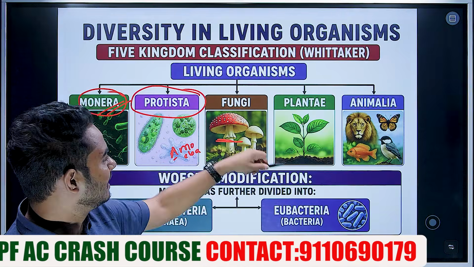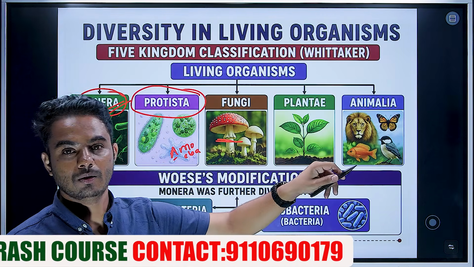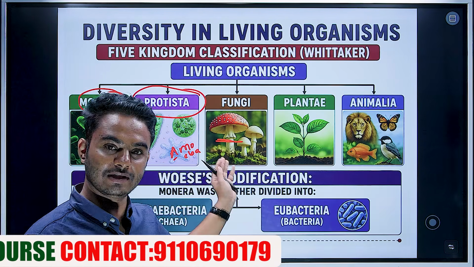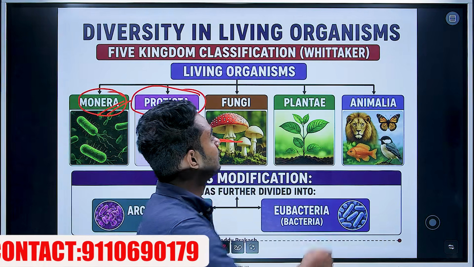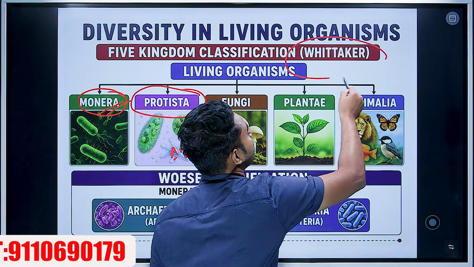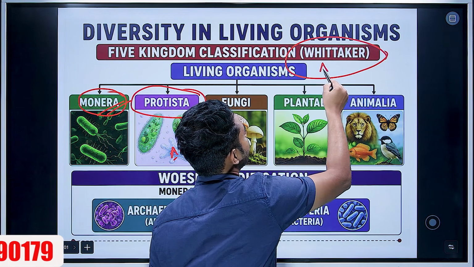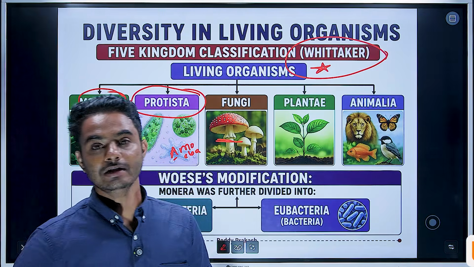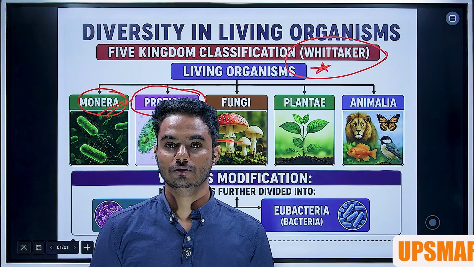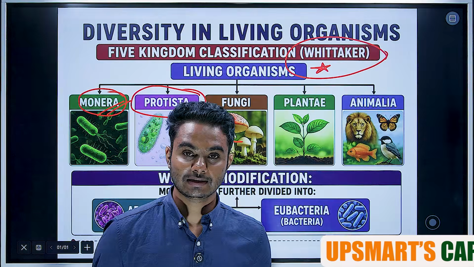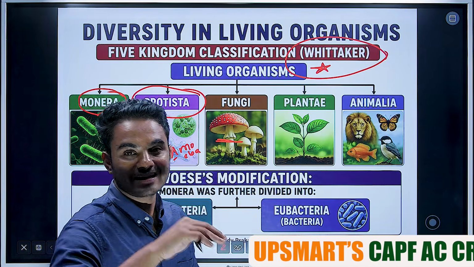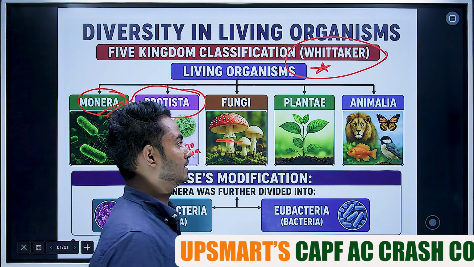Sir, you're telling kingdoms, these are 5 kingdoms. What are kingdoms, sir? And who gave these 5 kingdoms? It was Whittaker, very important. Whittaker for the first time classified all living organisms into 5 kingdoms, and the kingdom refers to the classification of all living organisms.